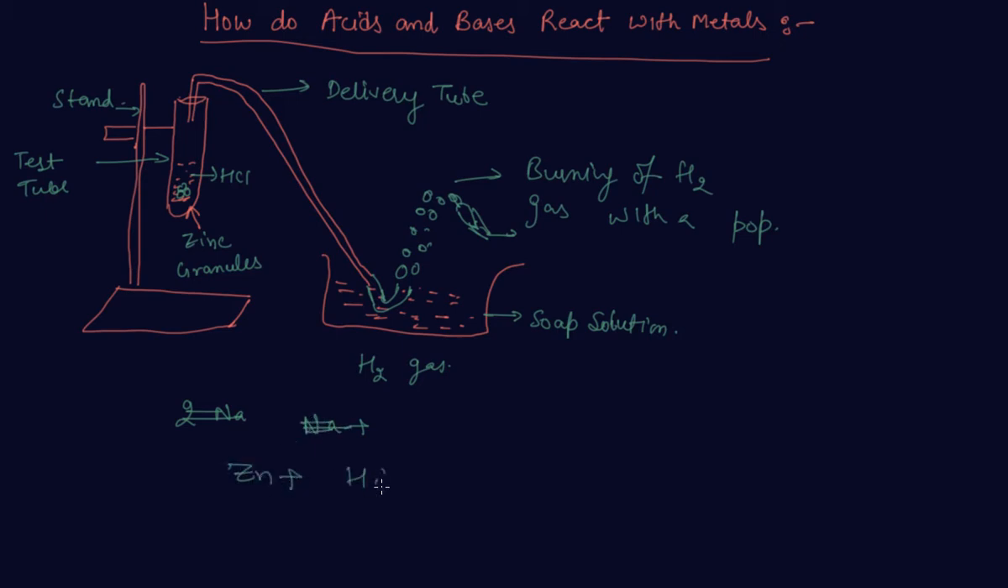Zinc plus HCl gives ZnCl2 plus H2 gas. So this is the reaction that takes place when zinc granules are exposed to HCl acid. This is hydrochloric acid and the products are zinc chloride plus hydrogen gas. We can check the presence of hydrogen gas by lighting a candle near the gas, and we will see the burning of hydrogen gas with a pop sound.